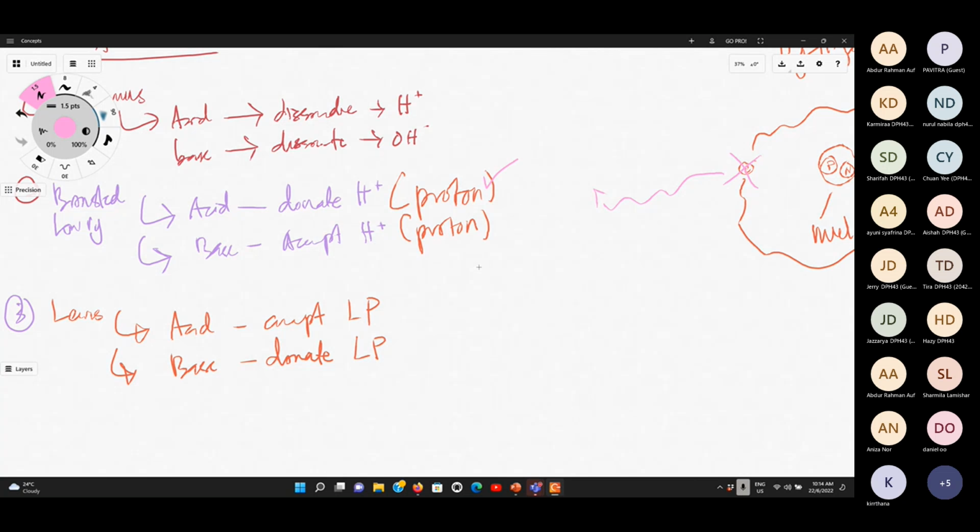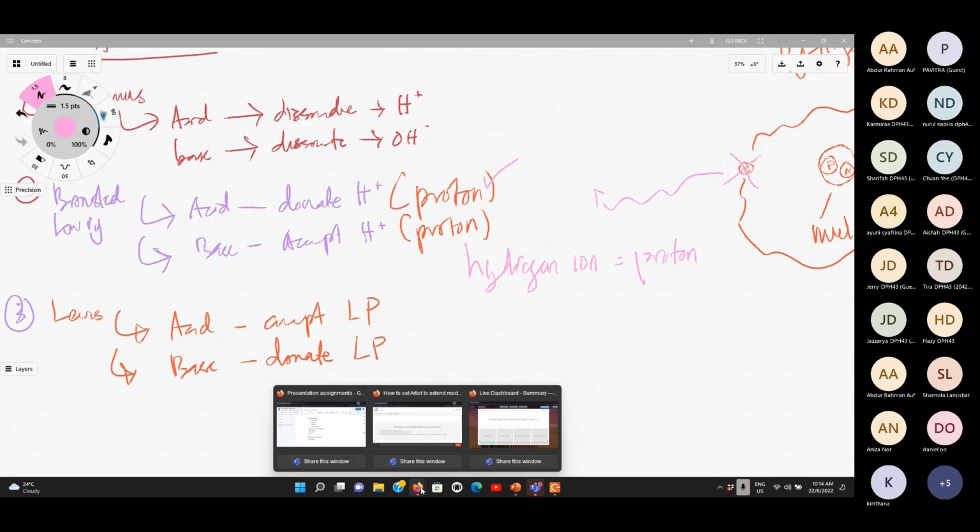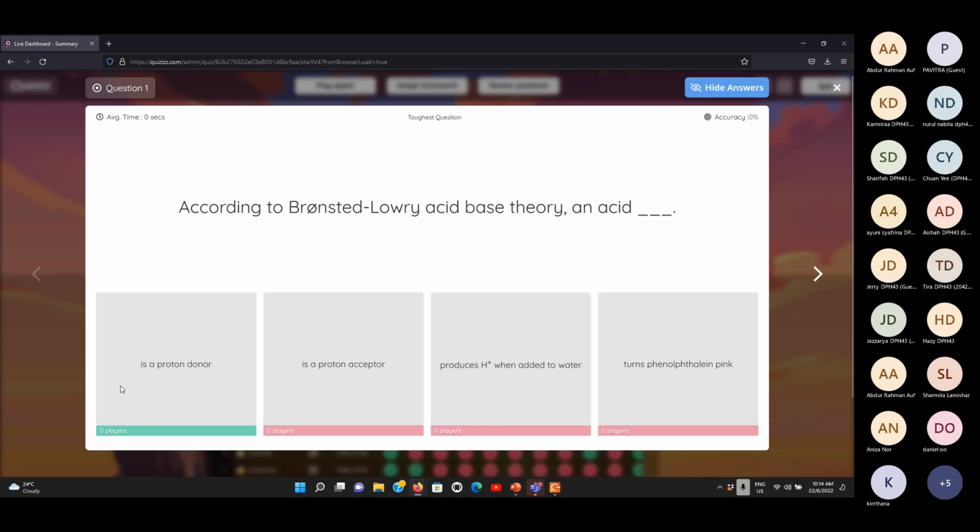So we use it interchangeably. Hydrogen ion equals to proton. So dalam soalan tadi tu, I figure ramai orang jawab salah, maybe sebab kamu tak tahu proton adalah also H plus ion. So sesiapa yang donate proton, that means dia donate H plus ion, hydrogen ion.